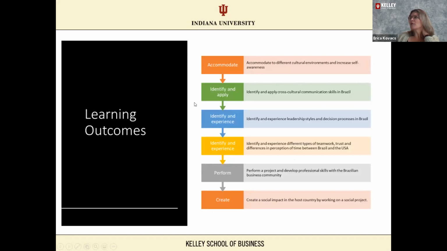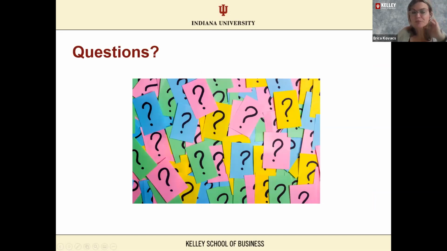So with that, we got some of these learning outcomes for this virtual study abroad. They developed all these skills in terms of international business, different cultural environments, self-awareness. They applied communication skills, cross-cultural communications. They experienced different leadership styles, different types of teamwork, and they also created a social impact. So this is pretty much what I had to say.